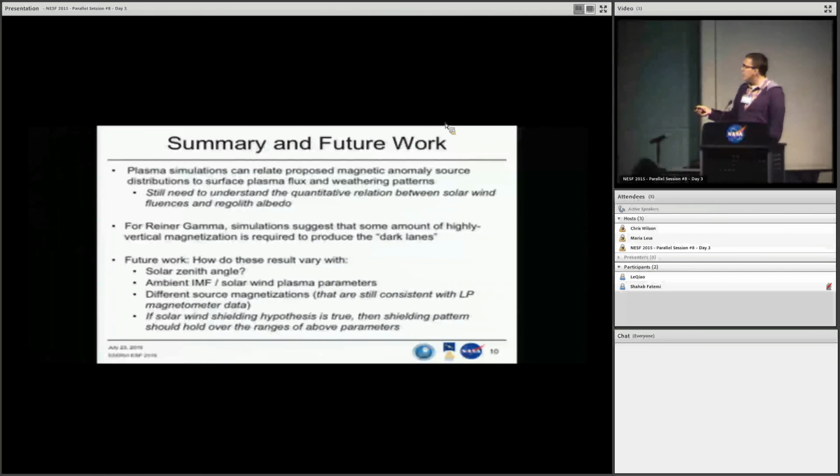So I've shown 0 solar zenith angle and nominal solar wind plasma parameters, but there's a whole task to be done that we're just starting, where we push on the anomaly, so to speak, with different solar wind conditions, and see if we can preserve that surface weathering pattern that looks qualitatively like Reiner Gamma. So this is exciting work to continue in the future. So thank you.